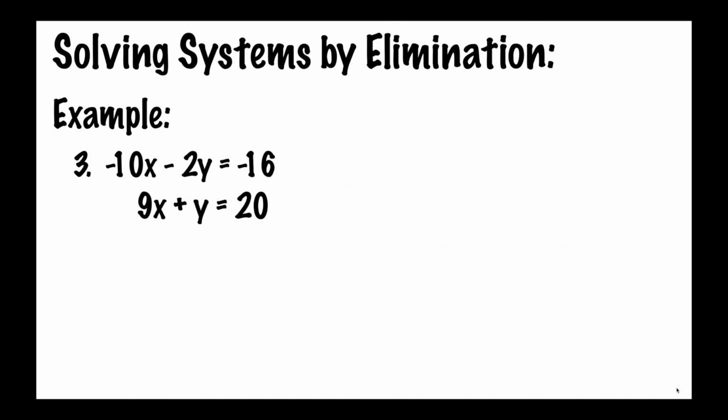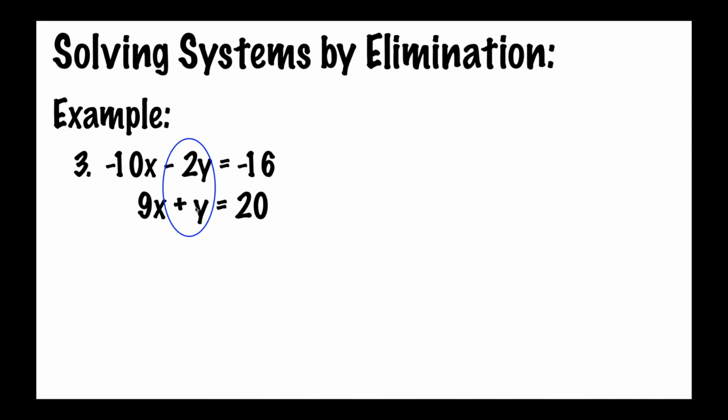And finally, we'll look at solving systems by elimination. Here we can see that we have our x's lined up, our y's lined up, and our constants on the other side of the equation, and they're lined up. What we want to do here is figure out how to cancel either the x's or the y's. So here, what's going to make more sense is to cancel our y's.